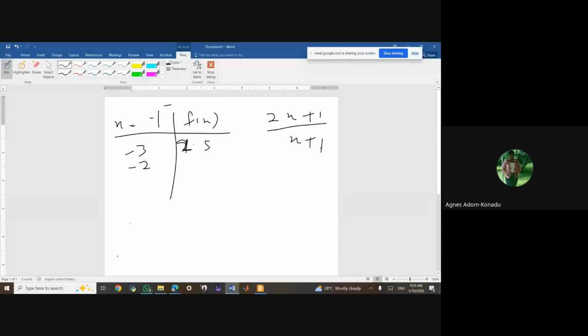So you are saying negative 2. What do I get when I substitute negative 2? That's negative 4 plus 1, which is negative 3, over negative 1. So you get 3. Okay, so choose another one greater than negative 2, getting closer to negative 1.